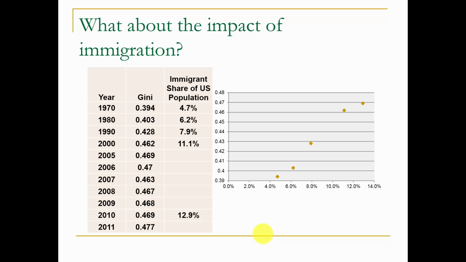And this is just something to think about, just food for thought here. Back in 1970, when the income inequality measure, the Gini coefficient, was 0.394, only 4.7% of the population was foreign born, so immigrant share of the population. Now, since that time, the share of immigrants has gone up to, in 2010, almost 13%, and right now in the United States, it's over 13%.